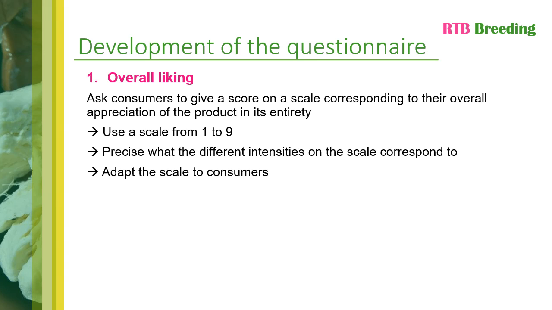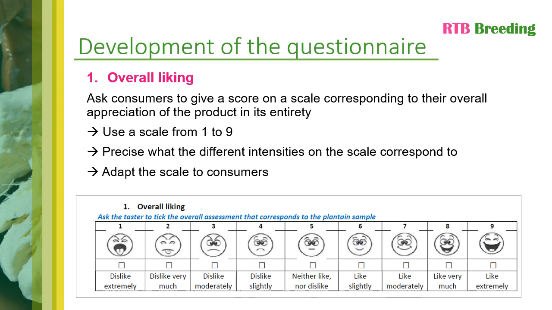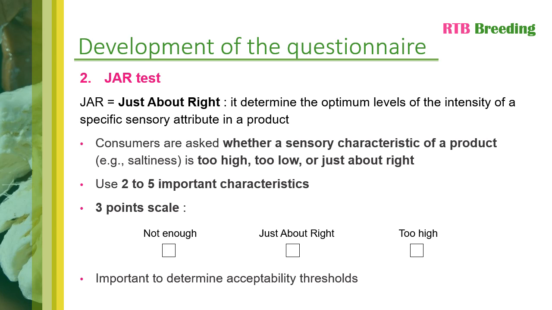If you wish, you can adapt the scale to consumers. For example, you can use smileys, as in this example, so that people who cannot read properly can understand. The second part of the questionnaire is the JAR test. JAR stands for Just About Right. This test is used to test the consumer's level of satisfaction with different sensory attributes.